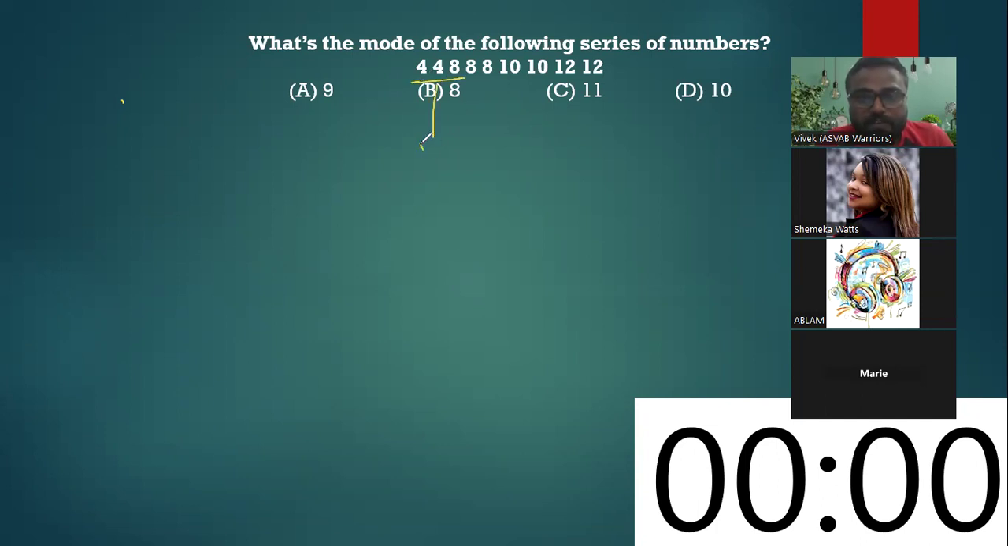Now see, this is occurring 2 times. This is 3 times. Here it is 2 times. This again is occurring 2 times. So basically, this 8 is occurring thrice. So it is the most frequently occurring number. So 8 is our mode for this particular series of numbers. Let's move on to the next question.